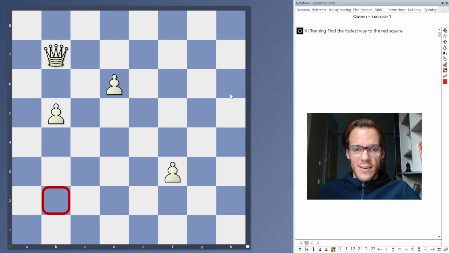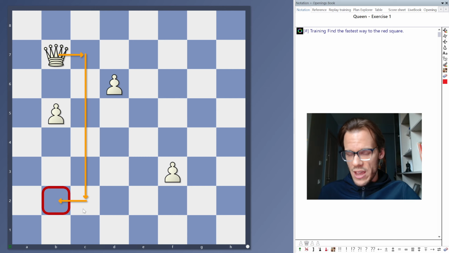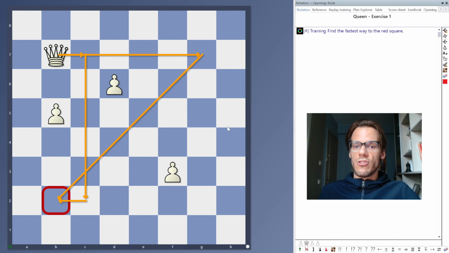Usually my students would start something like this. But it's the queen, she's in a hurry. So she can actually get to the square b2 in just two moves. It's important not to forget that she has the power of the rook and bishop. So going this way would get the job done, in just two moves.